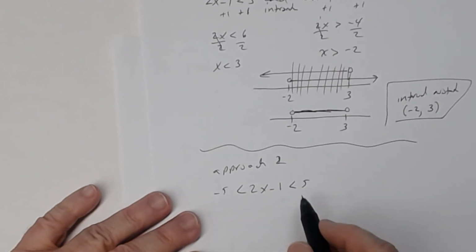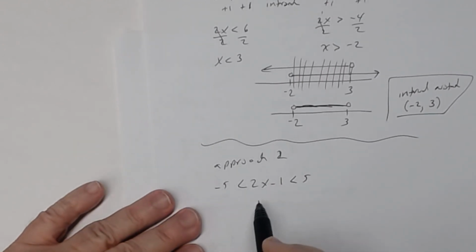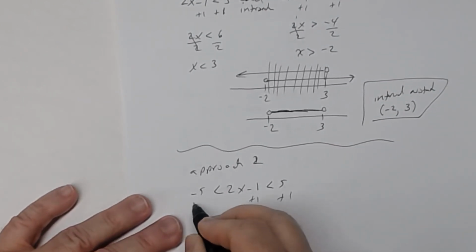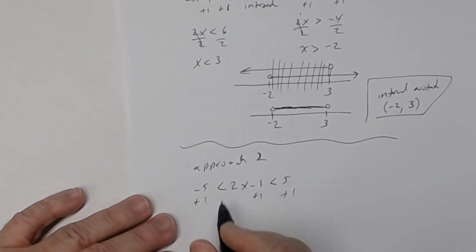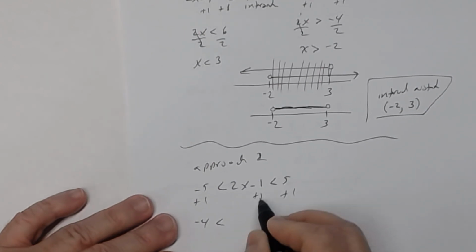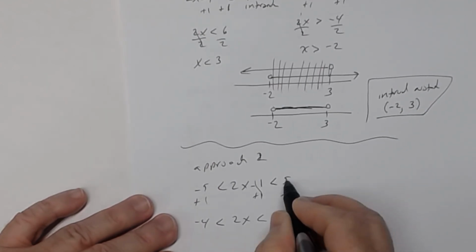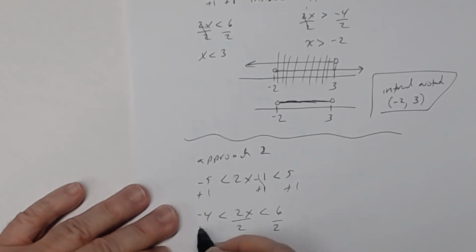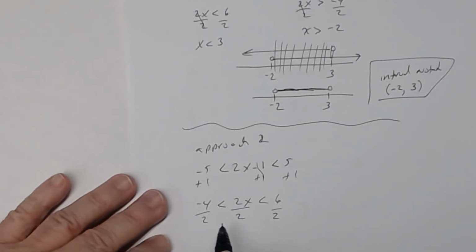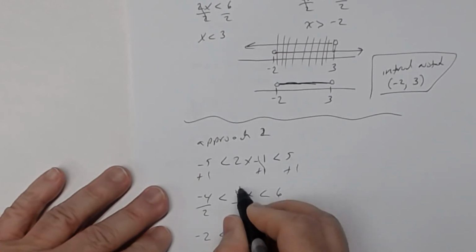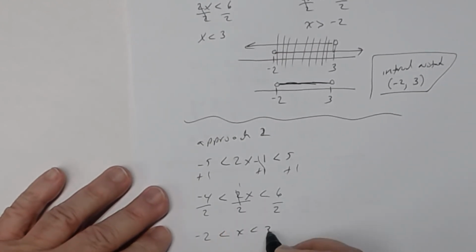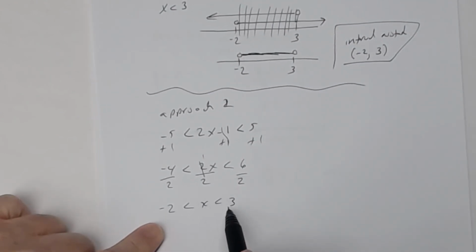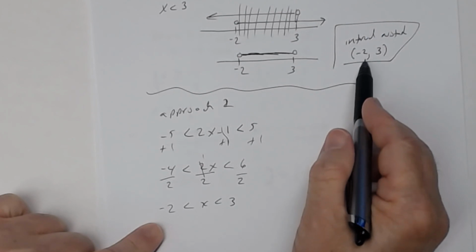And then all you do is get x by itself, and I want to show you that when you do that, you're going to get this right here. So you add 1 to all parts. Negative 5 plus 1 is negative 4. It's less than 2x. It's less than 5 plus 1 is 6. Divide all parts by 2. Negative 4 divided by 2 is negative 2. It's less than x, and that's less than 3. So you see right here, negative 2. So all my solutions are between negative 2 and 3, which is what this says.